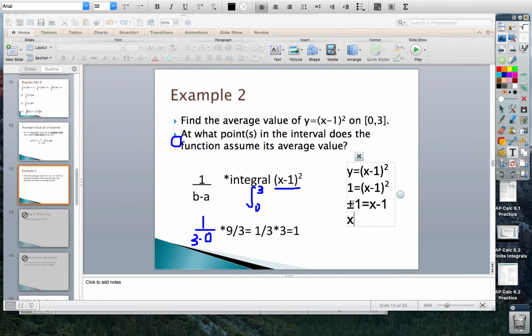Then you're going to add 1 to both sides. You're going to be left with x equals 1 plus or minus 1, which means you're left with x equals 2 and 0. And notice that because 0 and 2 are both in that closed interval 0 to 3, these are going to be the points where it hits that average value.